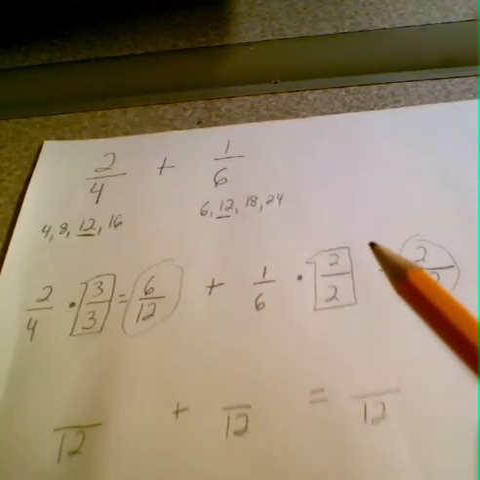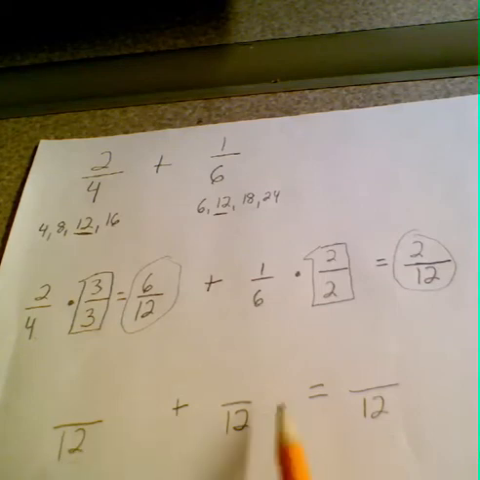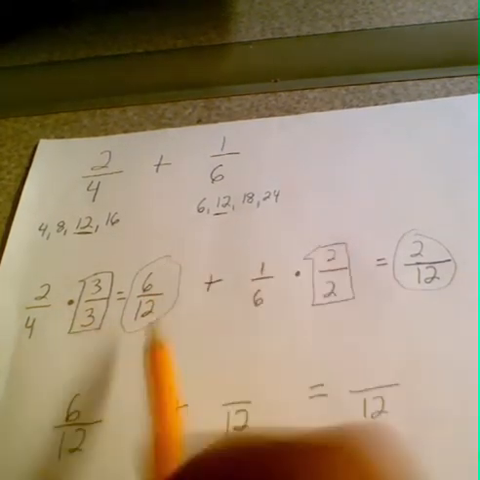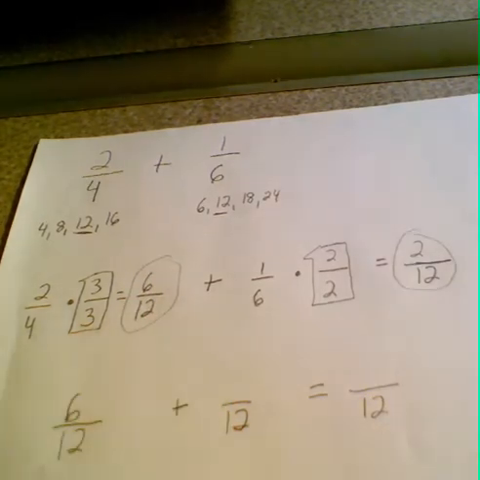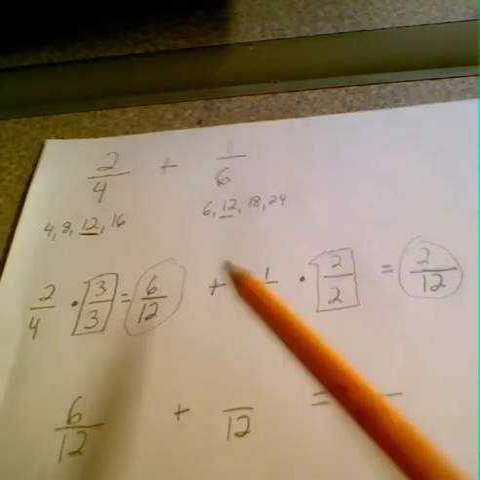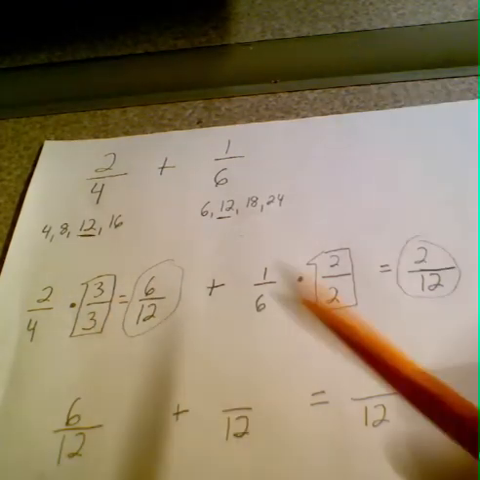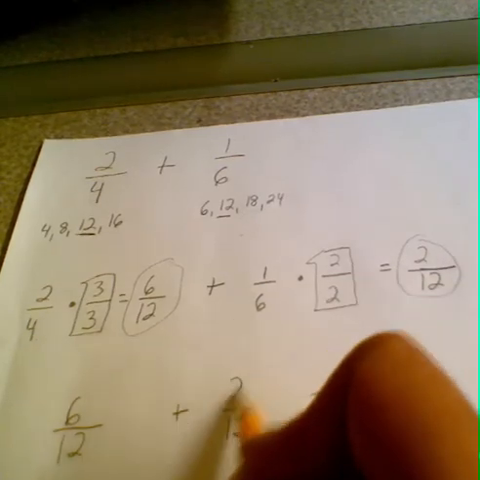So notice this. My denominators now are going to stay the same: 12, 12, 12. I'm not going to add those together. They're just going to stay the same. What I am going to put is 6 for the equivalent fraction that I found for 2/4, and for the equivalent fraction that I found for 1/6, it was 2/12.